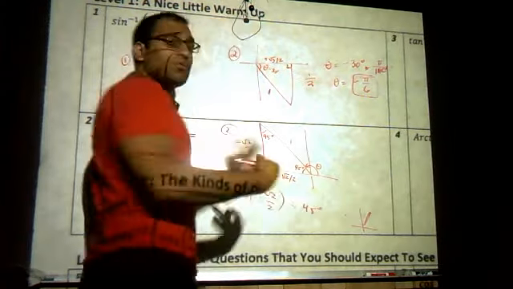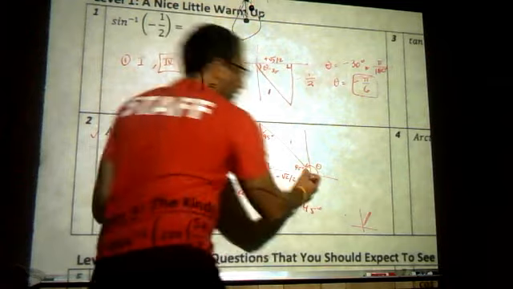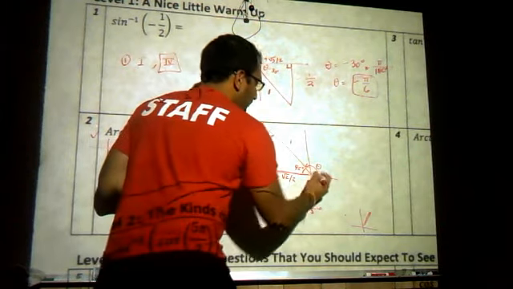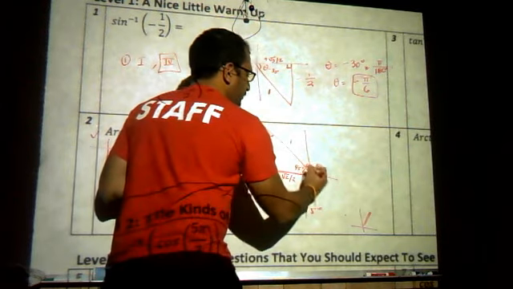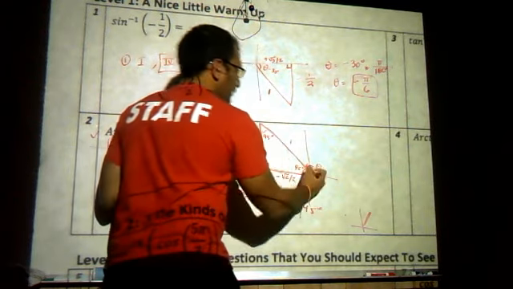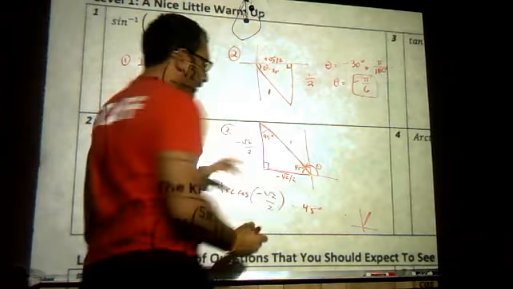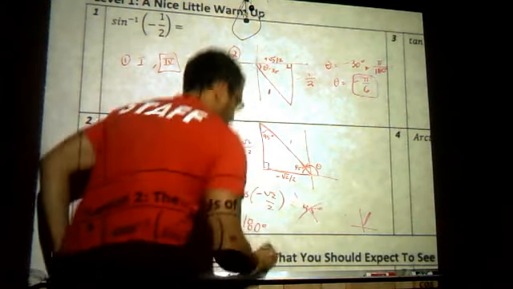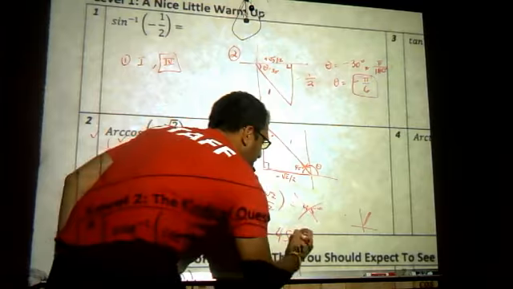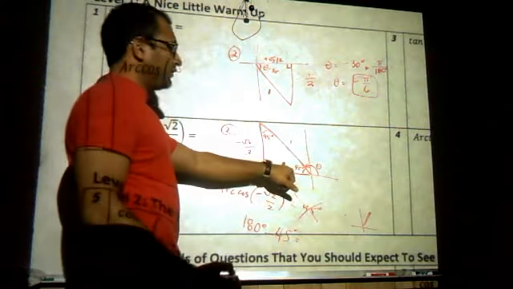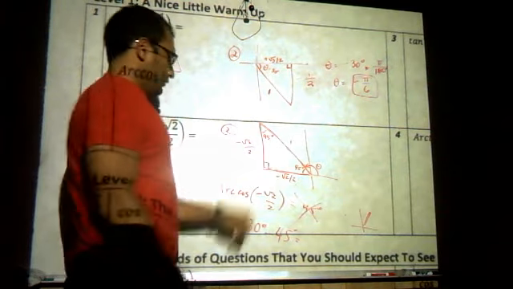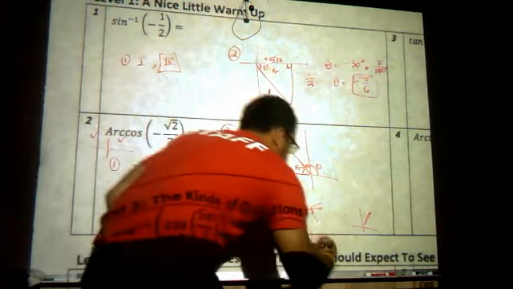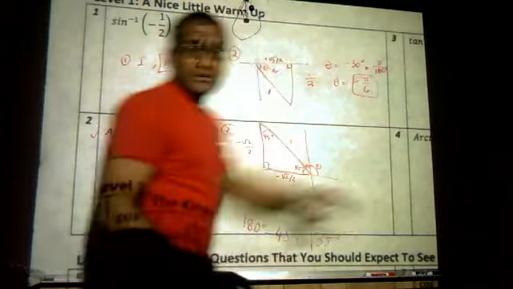The angle theta that I'm looking for is actually 180 degrees minus the 45 degrees that we found for our special right triangle. 180 minus 45 degrees gives us 135 degrees. What do I have to convert that to? Radians. Let's do it.